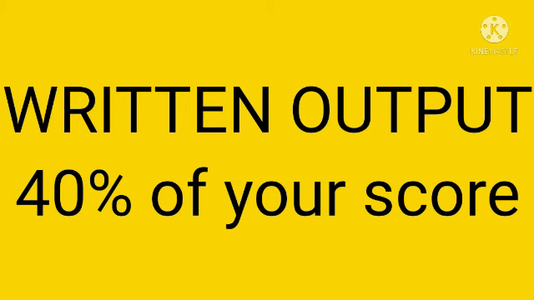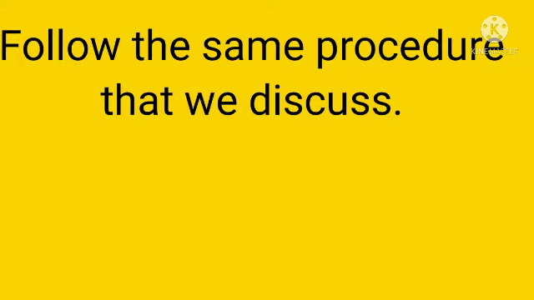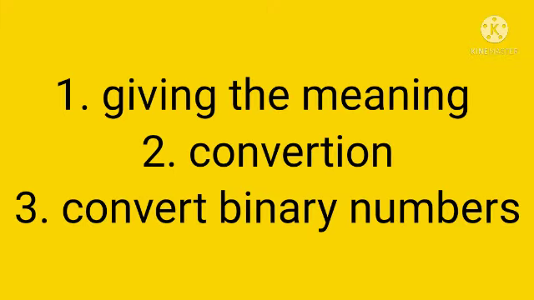For your written output, 40% of your score is converting numbers into binary. Number 1, 28. Number 2, 37. Convert these into binary following the procedures that we have discussed. All your activity must be written on pad paper. Your Activity 3 is composed of giving the meaning, conversion, and binary numbers. Okay, good luck in answering, and that is the end of our Module 4.